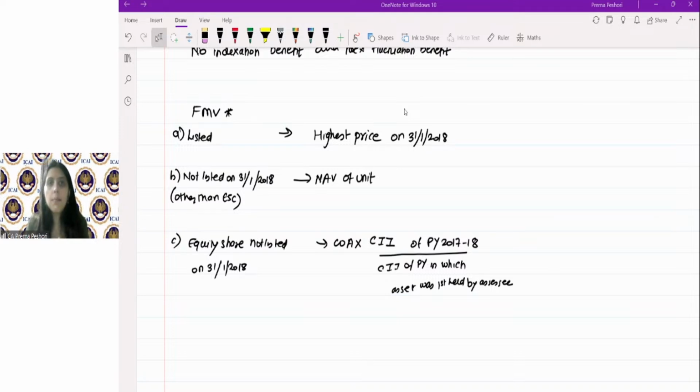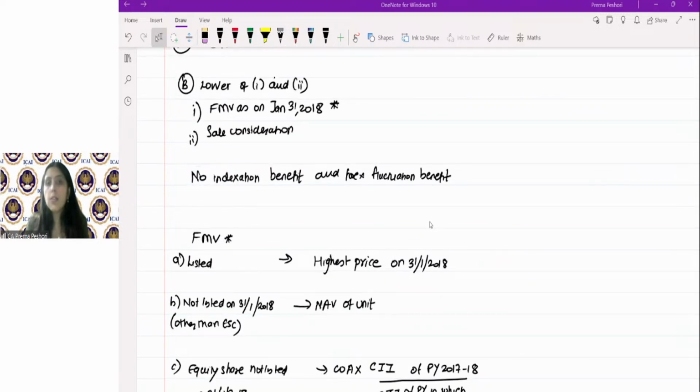Shall we solve one example on this? No, 112A is mandatory, Vinay. It's not an optional scheme. It's not at all optional. Okay? Shall we solve a question on 112A? Okay, let's solve it.